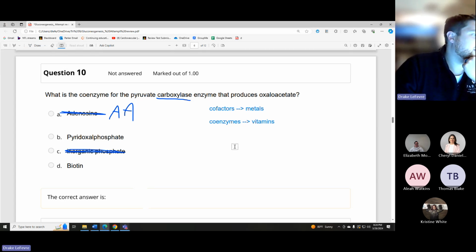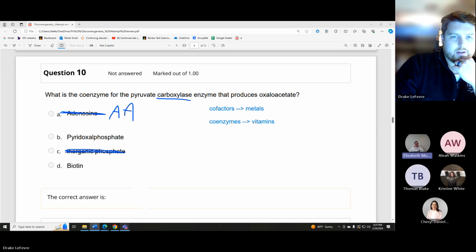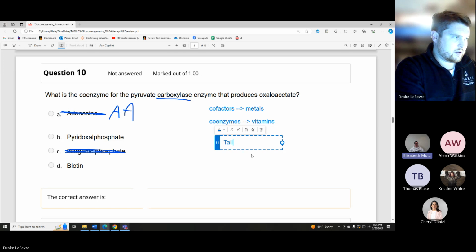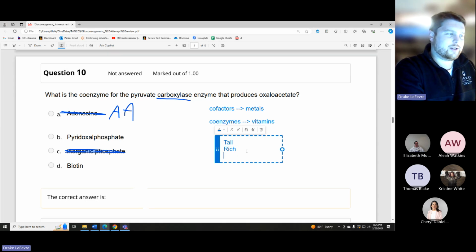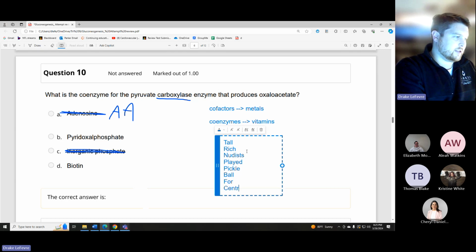Does anybody remember the mnemonic that I've talked about to remember all of, well, I guess biotin and pyridoxal phosphate are both B vitamins. Do you remember the mnemonic to remember all of the B vitamins? Oh, hang on. I had it. Oh, it's Tall, rich, nudists, played pickleball for centuries.